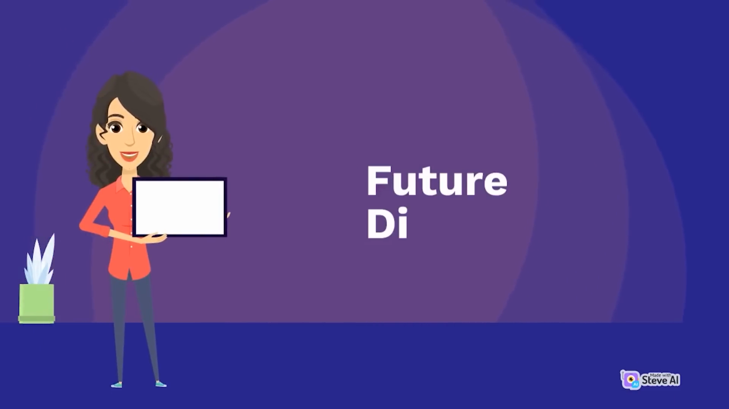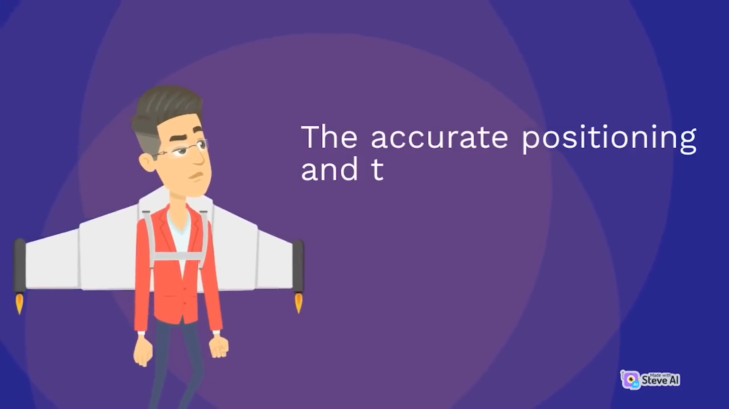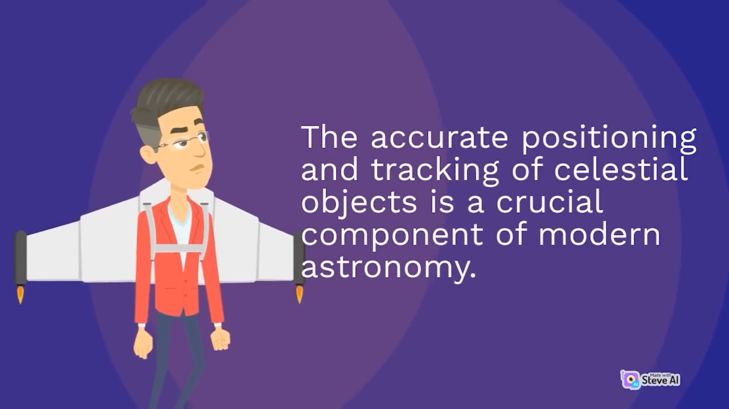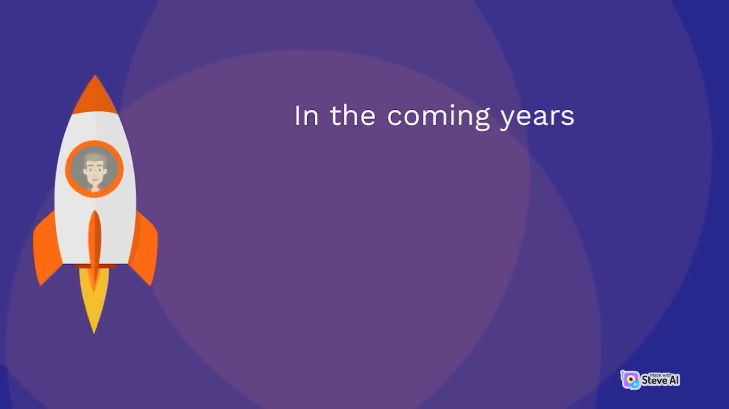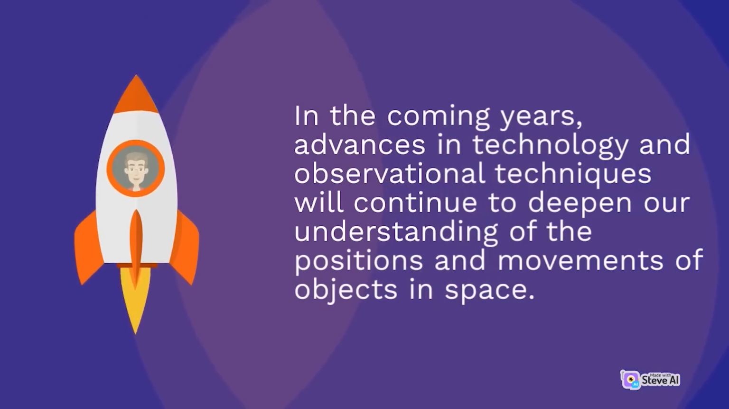Future directions. The accurate positioning and tracking of celestial objects is a crucial component of modern astronomy. In the coming years, advances in technology and observational techniques will continue to deepen our understanding of the positions and movements of objects in space.